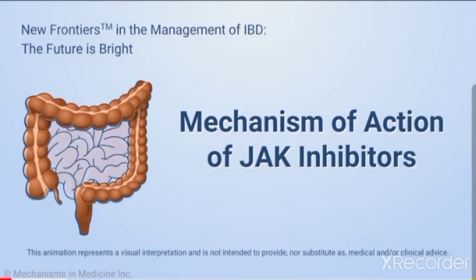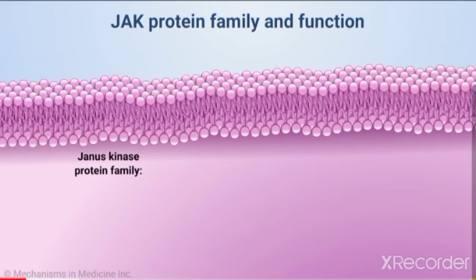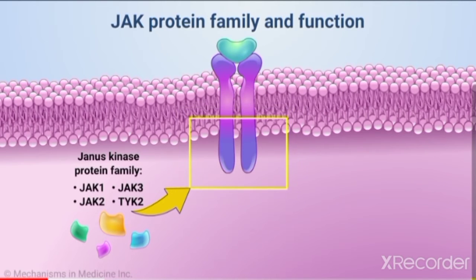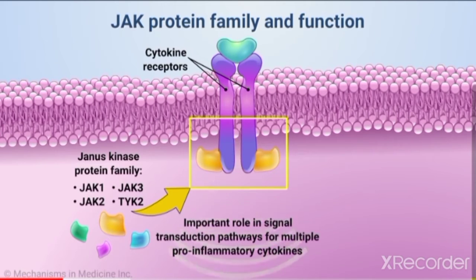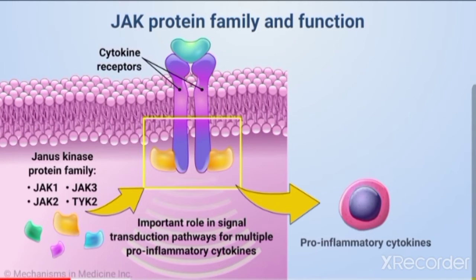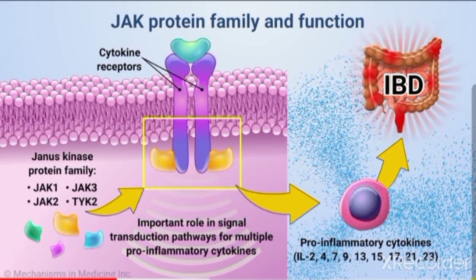Mechanism of action of JAK inhibitors. The Janus kinase, or JAK, protein family consists of JAK1, JAK2, JAK3, and tyrosine kinase 2, or TYK2. They interact with the intracellular portion of cytokine receptors and play an important role in the signal transduction pathways for multiple cytokines, including pro-inflammatory cytokines such as interleukin-2, IL-4, IL-7, IL-9, IL-13, IL-15, IL-17, IL-21, and IL-23, which are involved in the pathogenesis of IBD.